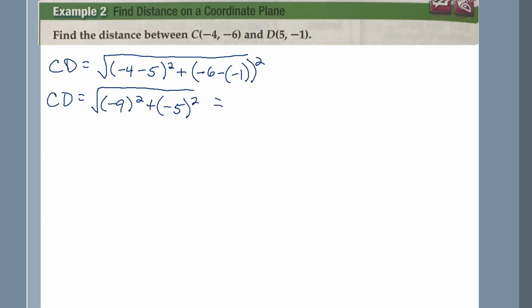So -9 squared becomes 81, and -5 squared becomes 25. And so my final answer, 81 plus 25, is the square root of 106. Since this is not a perfect square, and we're going to end up with a crazy decimal value, we're just going to leave it here as the square root of 106.